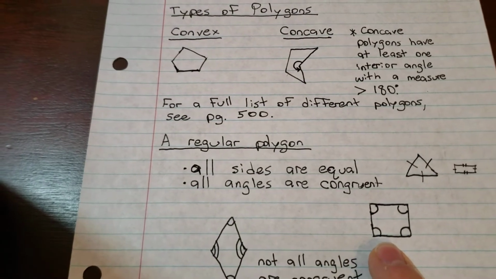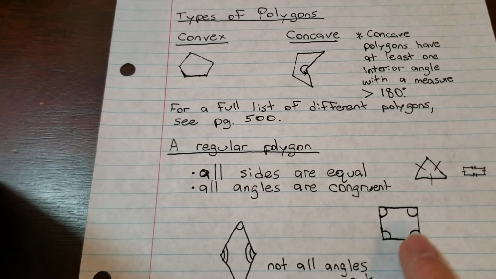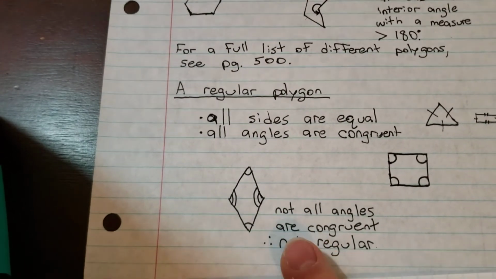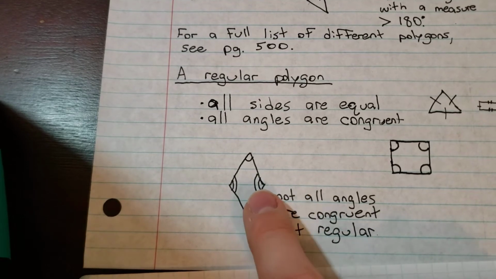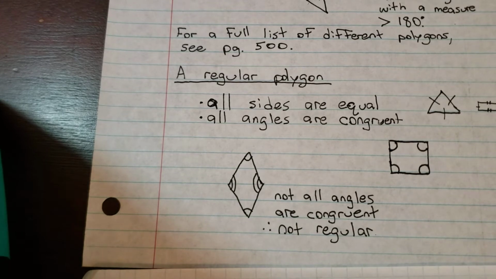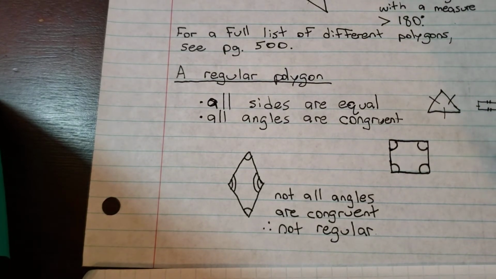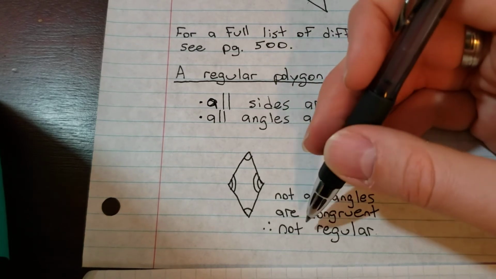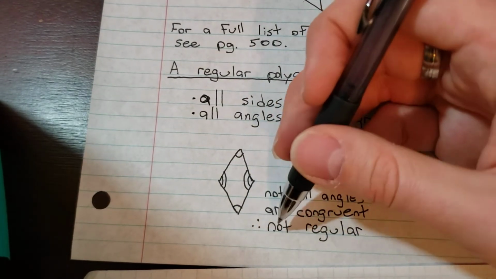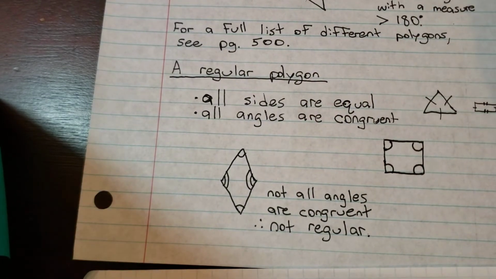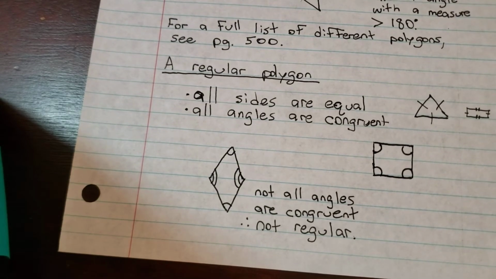Square is a regular polygon. That's a regular quadrilateral, 4 sides, all equal angles. Now this, not all angles are congruent, but all sides are congruent. Not all angles are congruent. Therefore, it's not regular. Okay. A lot of this should be review. I hope it's making sense for you guys.